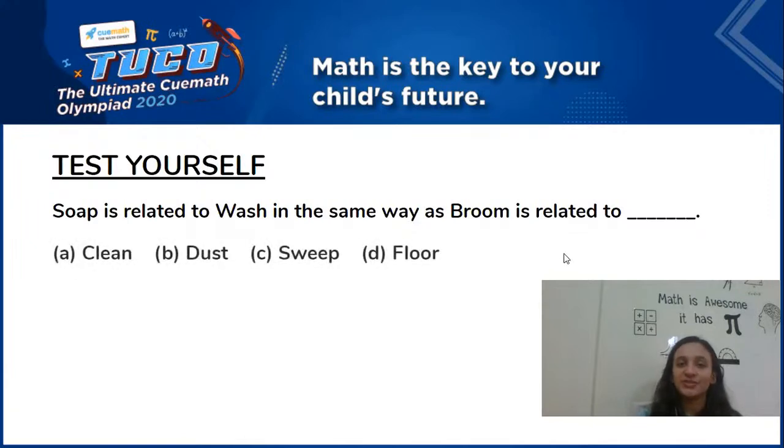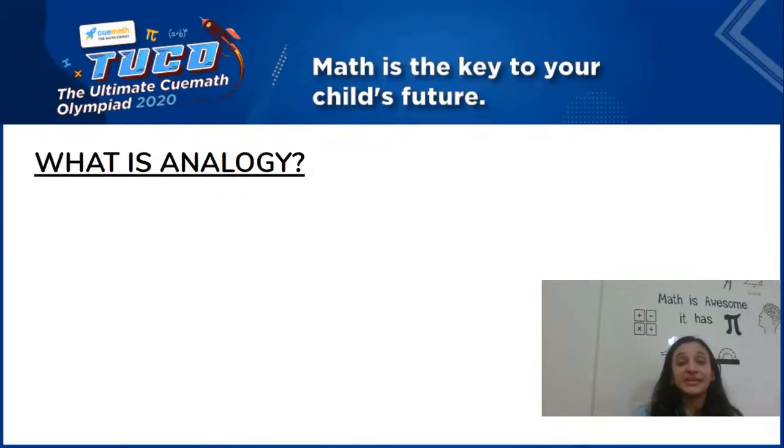So here we have some options for you, which is clean, dust, sweep, and floor. So we clearly know that a broom is basically used for sweeping, which in turn cleans the floor or any surface. So the action which is related to broom is sweep. Now this is what is an analogy. That is, you saw that there is a certain relationship between an object and an action, or an object with another object. So we'll go in detail here where we'll be learning what analogy is.